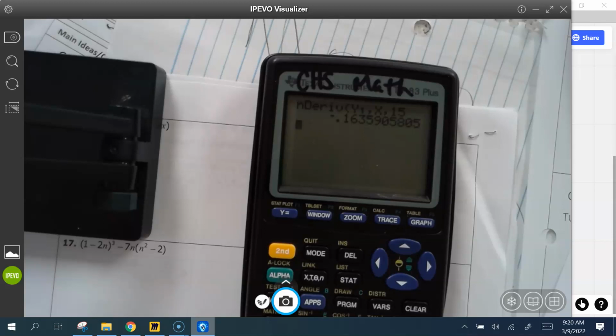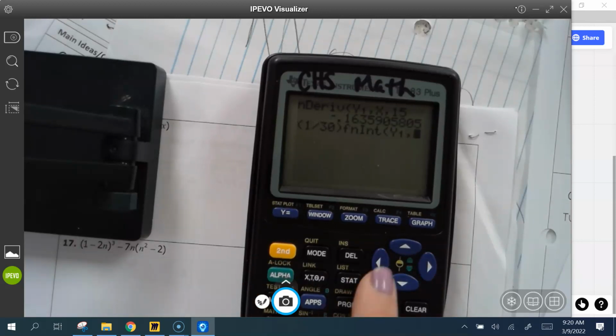So I went in and I said, okay, 1 over 30 times the integral. I went in y variables with respect to x from 0 to 30. No, wait, that's not right. That's not right. That's not right. I got it on here.